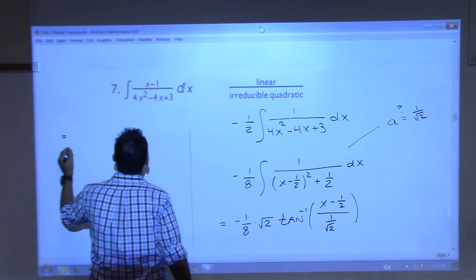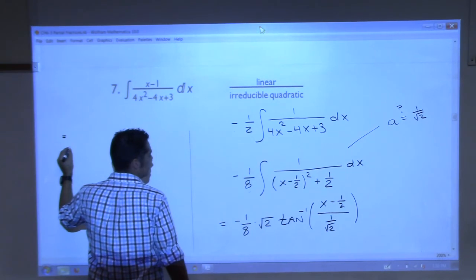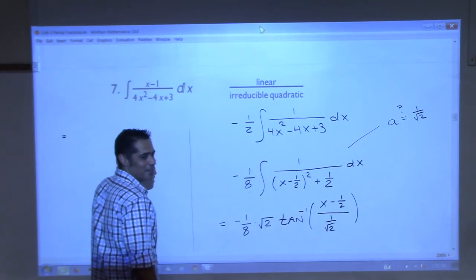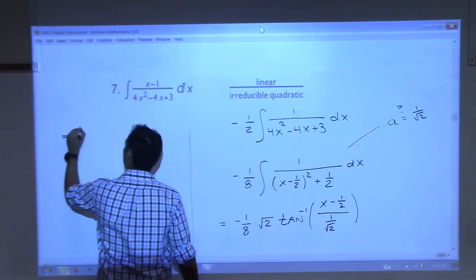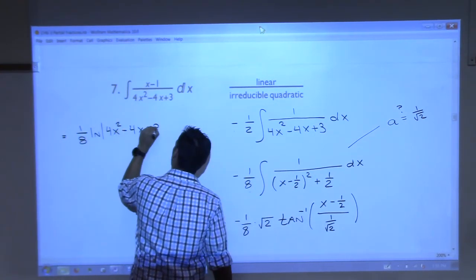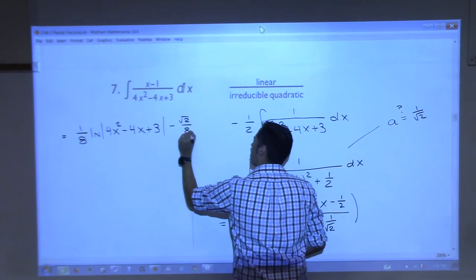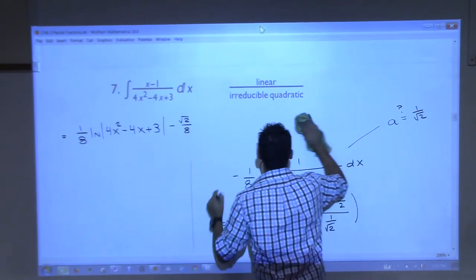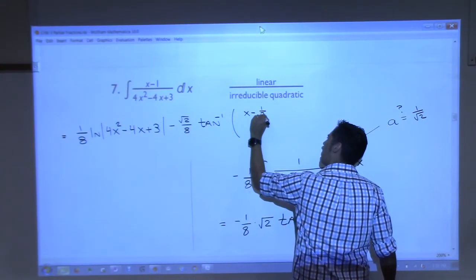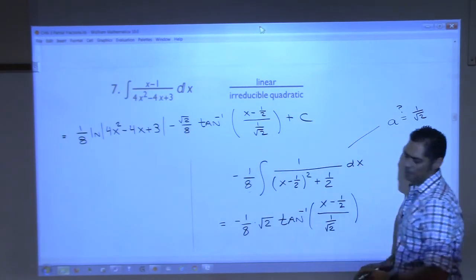Don't tell me. Was it 1/8 or negative 1/8? It was 1/8 on that first one? I just couldn't remember if it was positive. It was positive? Okay, so it was 1/8 natural log of 4x squared minus 4x plus 3, right? And then this answer right here, which is minus root 2 over 8. I just put those two together. And then arctangent of x minus a half over 1 over root 2 plus some constant of integration.